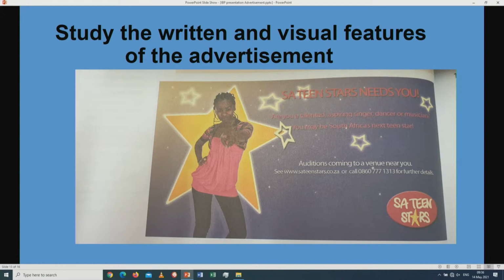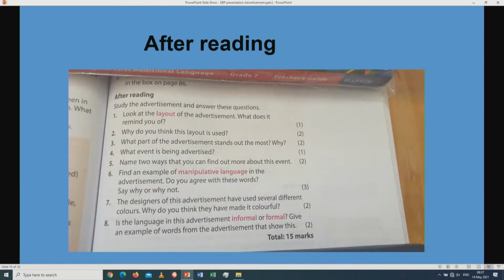And I look at the poster, the heading for me, that says SA stars needs you, and you need to write it down, as well as the picture or the image of the teenage star. Those are the two that stand out for me. The heading, which reads as follows, you write it down: SA or South African teen stars needs you, as well as the picture or the image of the teenage star. Those are the two things that stand out. Let's look at the next question.